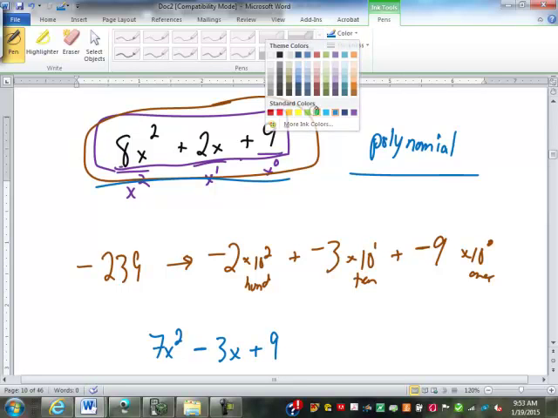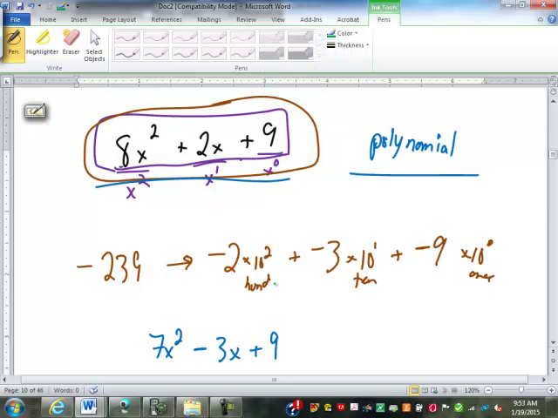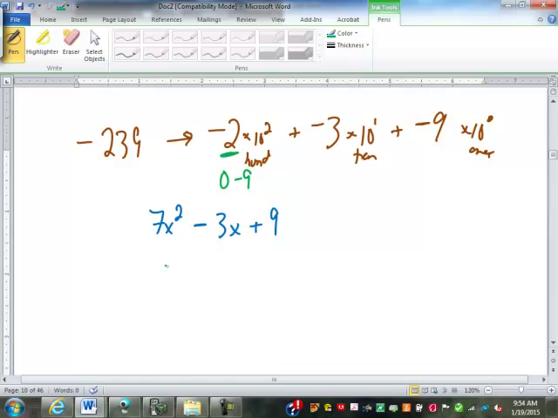And the final big difference between them is, in a whole number, the digits are limited to go between 0 and 9. In a polynomial, in an algebraic number, they don't have to be. This could be 2x squared plus 15x minus 11. Each digit can be as big as you want it to be because there is no carryover into the next place value.